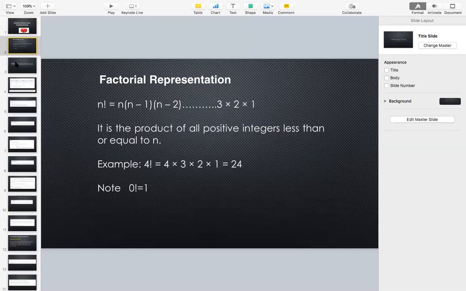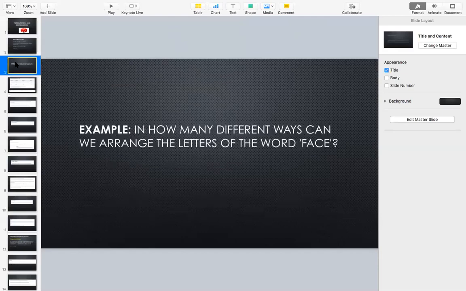Okay, so here's a question for you. In how many different ways can we arrange the letters of the word FACE? Question is, in how many different ways can we arrange the letters of the word FACE? Tell me the answer in the chat box. Hurry up.